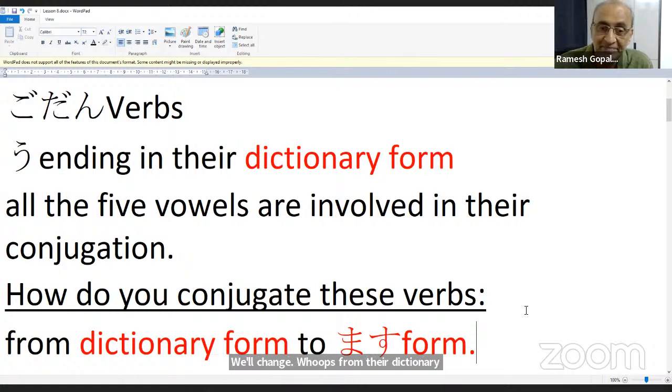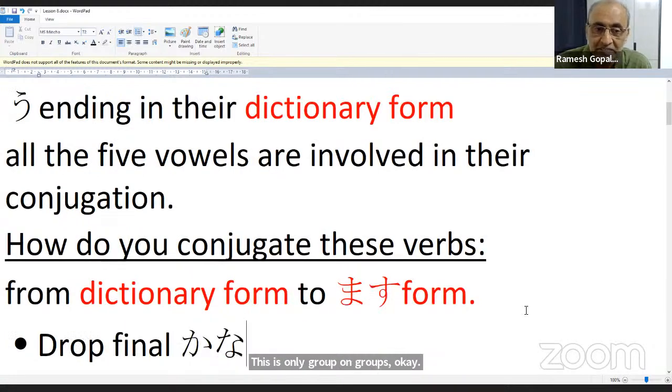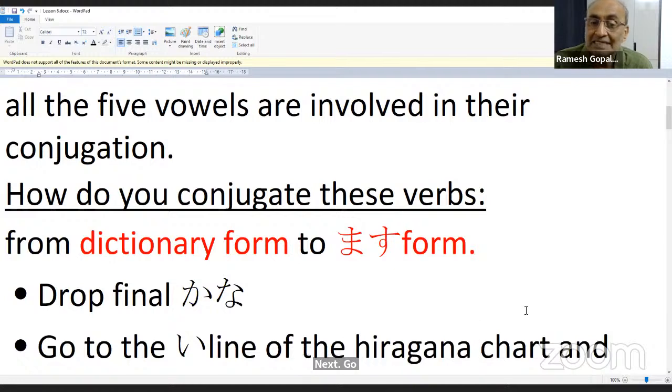This is only for group 1 verbs. Group 2 we'll see later. What do you do? First, please write this. How do you conjugate these verbs from dictionary form to mass form? 1. Drop the final kana. Next, go to the E line. I told you, the hiragana chart. Go to the E line of the hiragana chart.